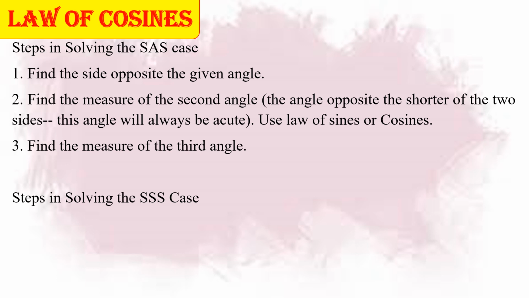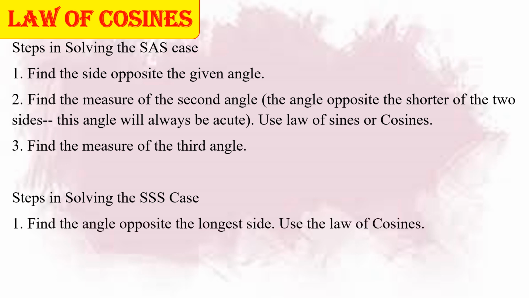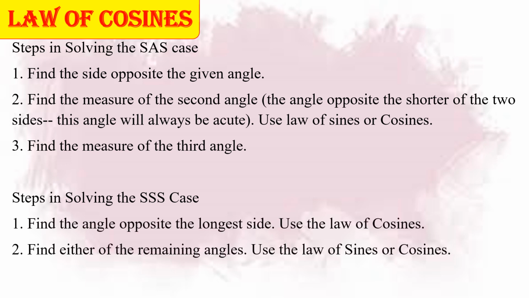For the steps in solving the SSS case naman, number 1 is to find the angle opposite the longest side. So, we will be using the law of cosines. And then second step is to find either of the remaining angles. So, we will be using the law of sines or cosines. And lastly is to find the third angle.